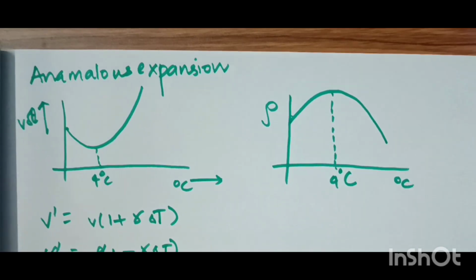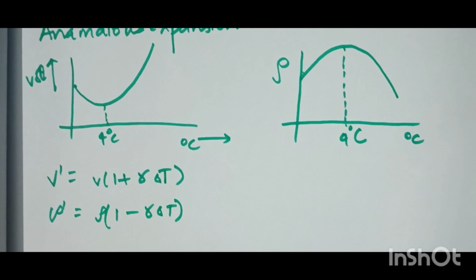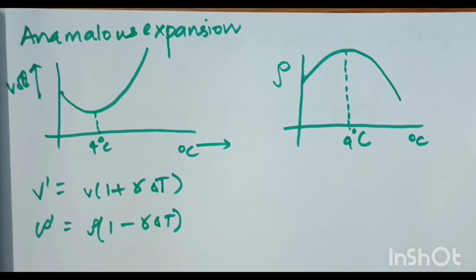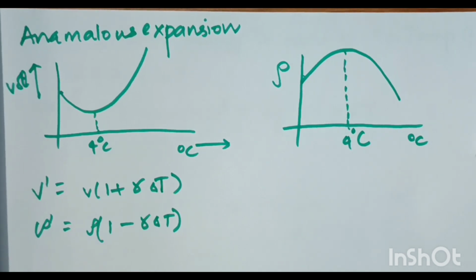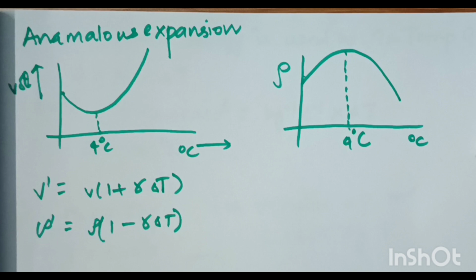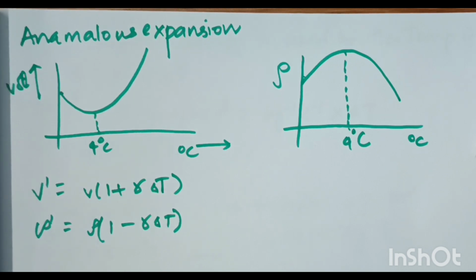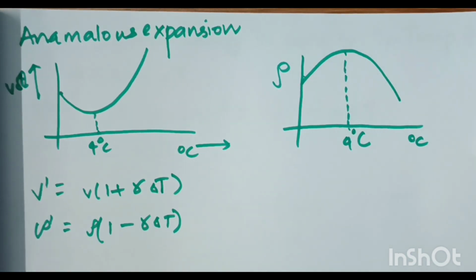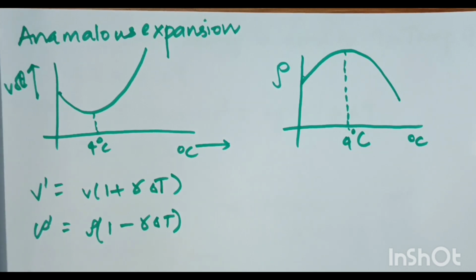Water shows anomalous behavior. We might all have known this earlier. On heating, generally the volume increases, but if we take water, on heating from 0 degrees Celsius to 4 degrees Celsius, instead of expansion, the water shows contraction. So that is the anomalous expansion or anomalous behavior of water. From 0 to 4 degrees Celsius, instead of expansion, the water is going to show a contraction.